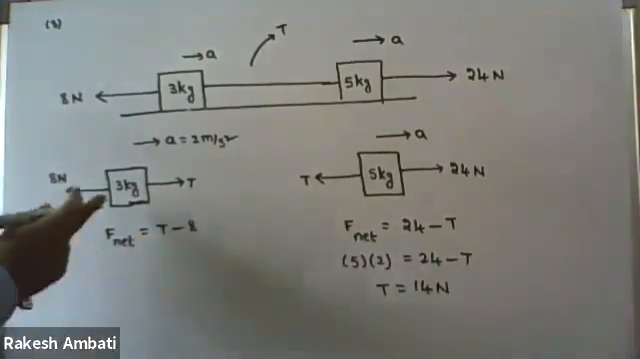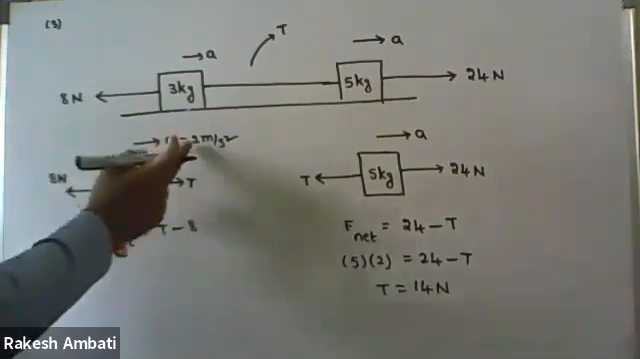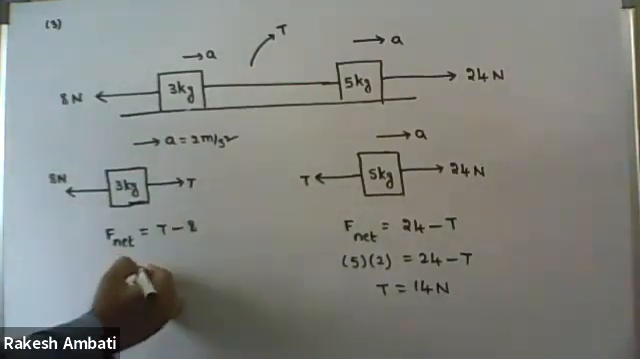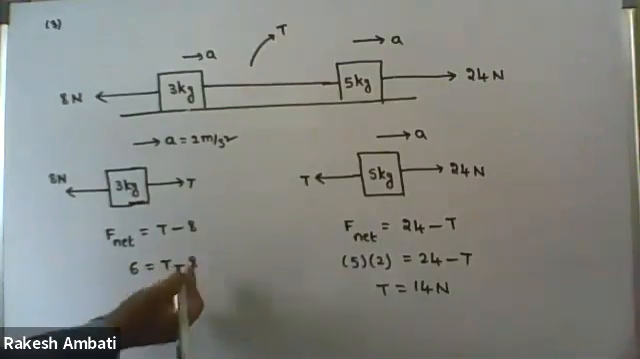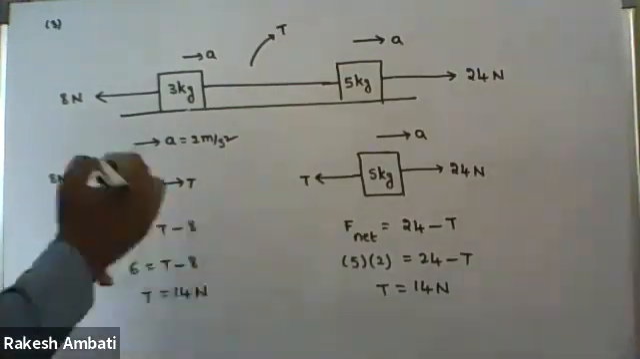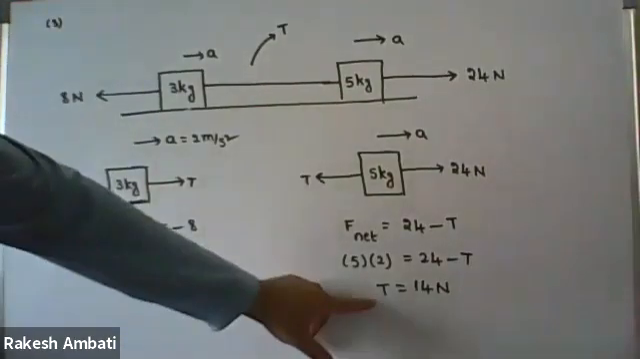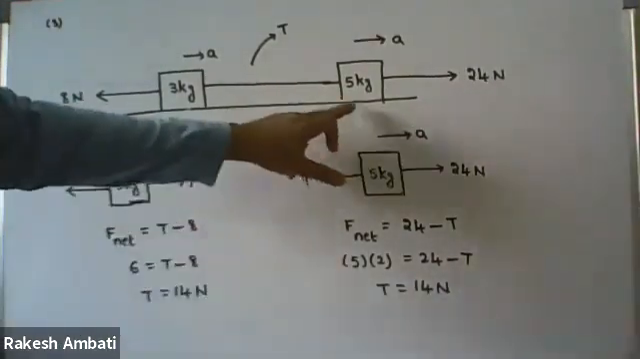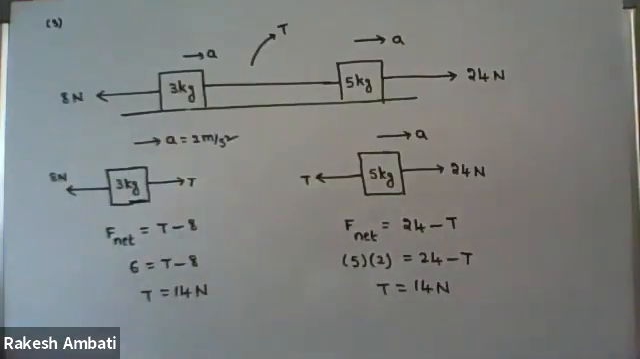The resultant force means mass into acceleration: 3 into 2, 6, equal to T minus 8. So minus 8 becomes plus, therefore T equals 14 newtons. To find the tension force, that's up to you, taking this block or this block.